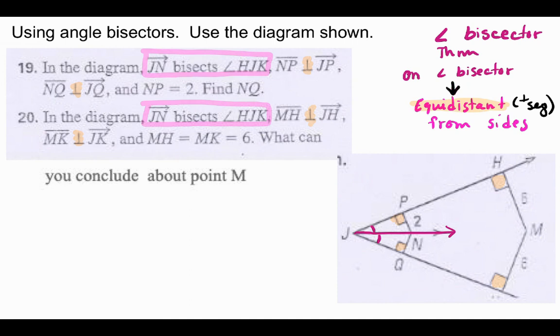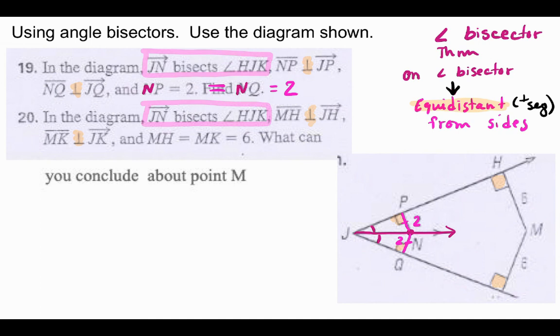So when we look, they tell us the perpendicular at NP and JP, so we get that right angle to the top side. They tell us the perpendicular of NQ with JQ, so that gives us our perpendicular with the second side. And now if we use this theorem, because point N happens to be on our angle bisector, it makes those distances to the sides of the angle equal. So these distances are equal, and NQ is also 2. So these are equal distances, and both of them are 2.